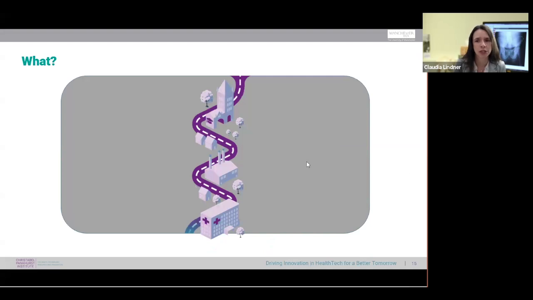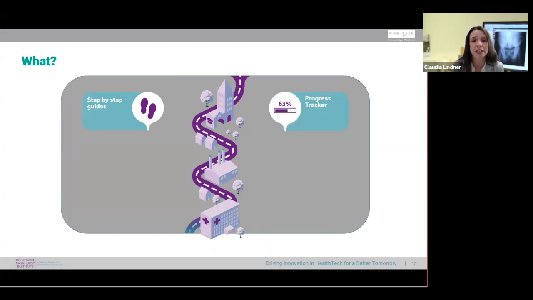Now, what does the toolkit provide? As you will see shortly, the translational roadmaps provide step-by-step guides in terms of which activities should take place, but they also allow you to mark up activities that you might have already engaged with, so that you're able to track the progress of a particular project along that translational roadmap and identify areas that you still need to focus on to make it successfully to the end stage.